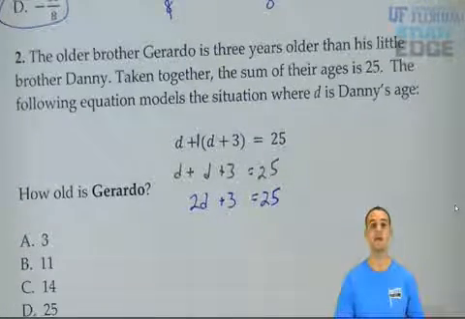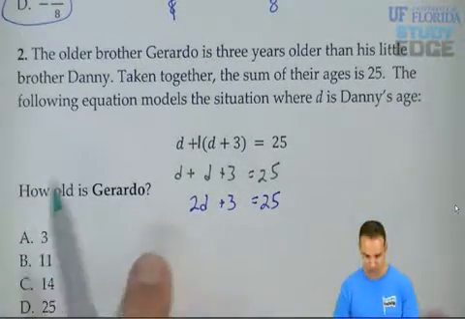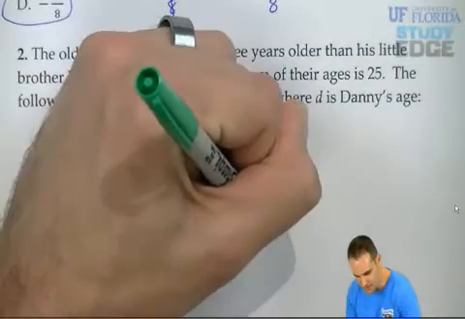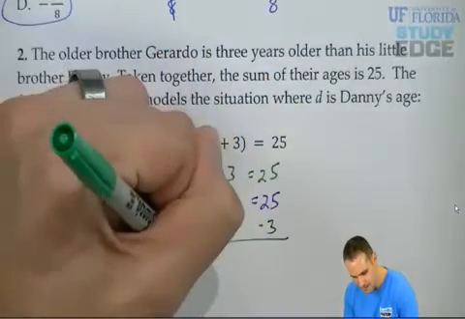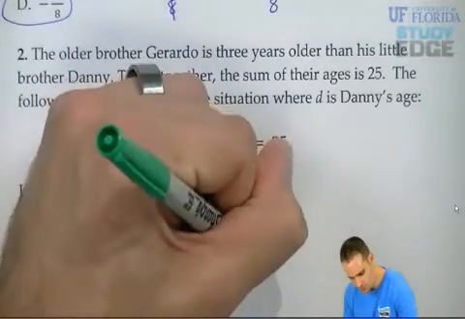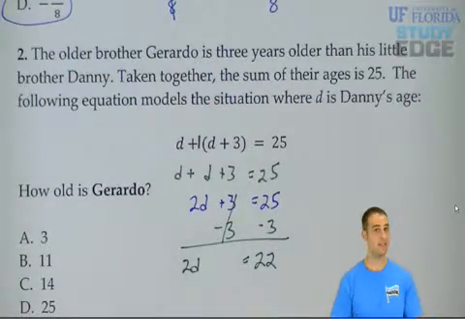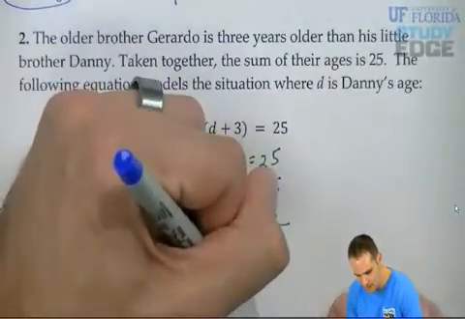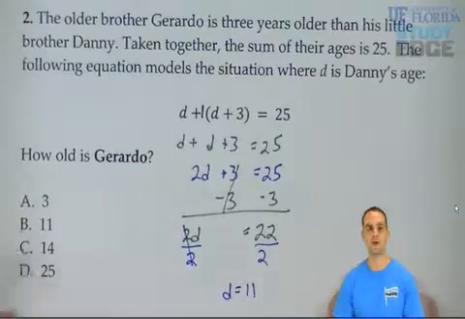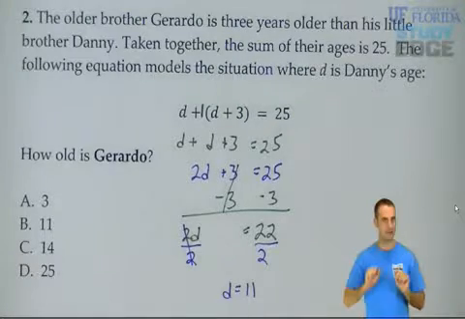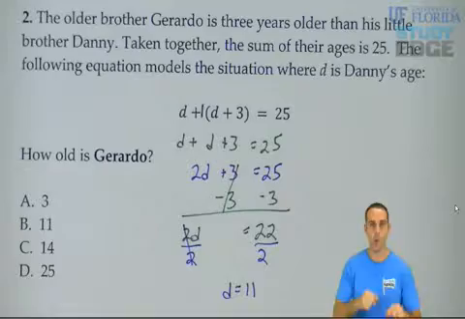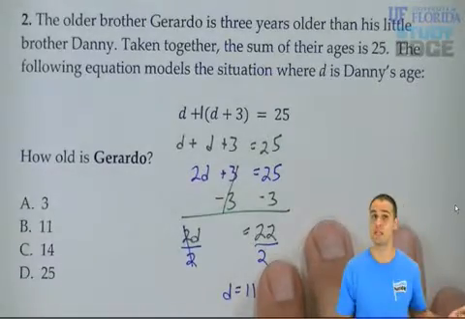From here, get my variables to one side, they already are. Get my numbers to the other, subtract 3. 2D equals 22. And lastly, divide both sides by 2 and get D equals 11. So you got D equals 11, but hold on. You've got to read the problem and make sure that that's what they want. Do they want D? Let's read.